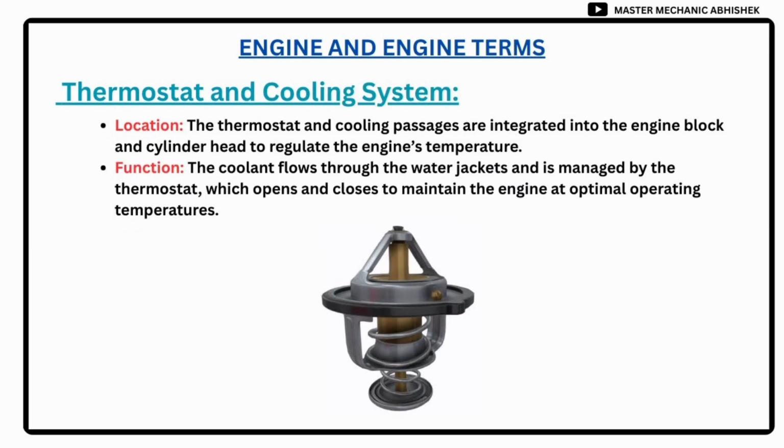Thermostat and cooling system. Location: the thermostat and cooling passages are integrated into the engine block and cylinder head to regulate the engine's temperature. Function: the coolant flows through the water jackets and is managed by the thermostat, which opens and closes to maintain the engine at optimal operating temperatures.